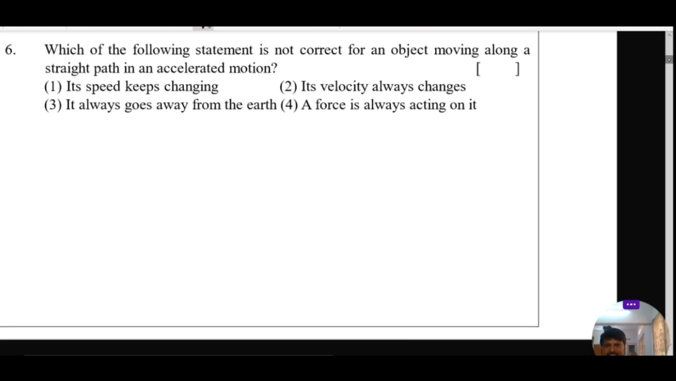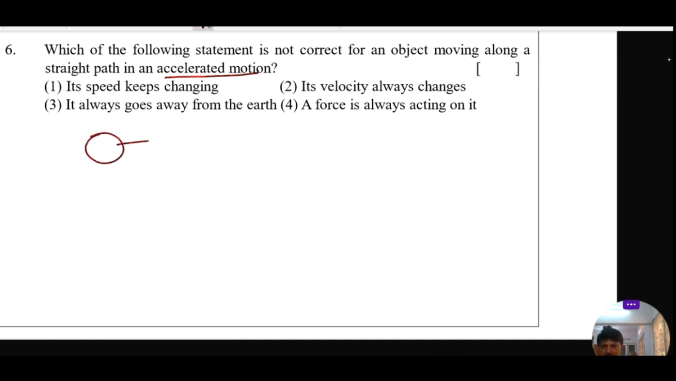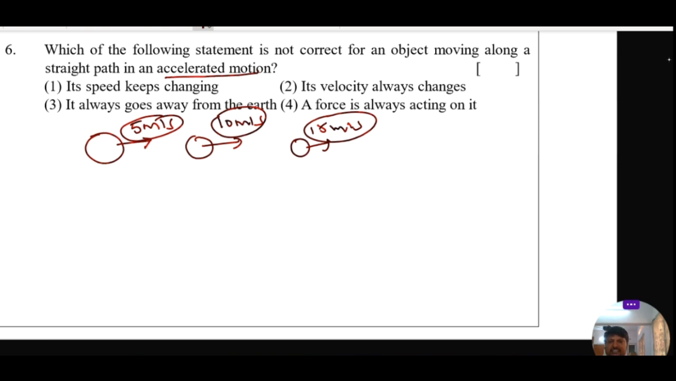Which of the following statements is not correct for an object moving along a straight path in an accelerated motion? The object is moving along a straight path and it is an accelerated motion. Suppose initially its speed is 5 meters per second. Here direction is not changing. Accelerated motion means its speed should change, that is 10 meters per second, next 15 meters per second. That means here speed is changing. If speed changes, velocity changes. So speed keeps changing, right answer.